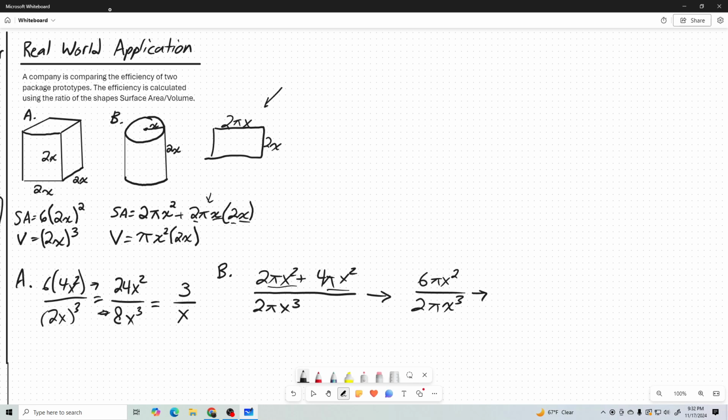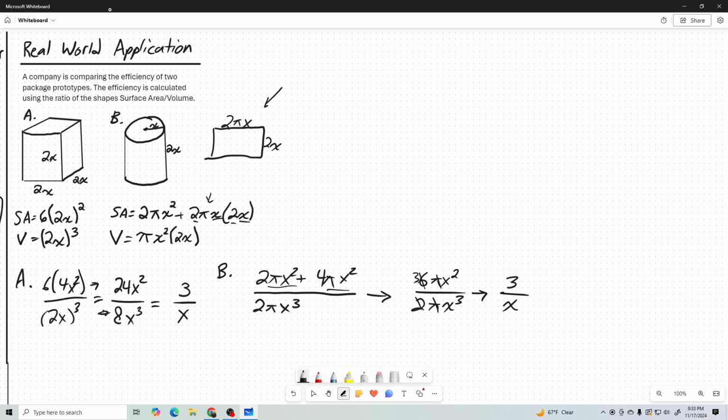I have a 6 and a 2, so that's going to give me a 3 up top. And then the pi's will cancel, right? Pi's cancel out. The 6 became a 3, right? And then we have x squared over x cubed, which is actually just going to leave us with an x at the end on the bottom, right?